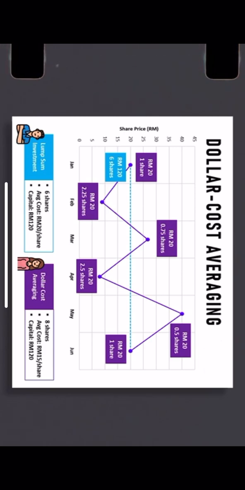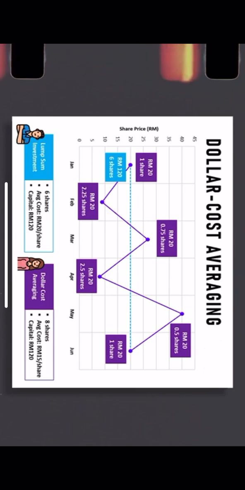So you can see January, February, March, April, May, June, they buy $20 worth of shares at each time, and you can see they receive a different amount of shares. Would this be Bitcoin, you would receive slightly more Bitcoin when the price is low, and you would receive slightly less Bitcoin when the price is higher. It goes up and down, and the dollar cost averaging activity actually takes advantage of this natural volatility in the market.